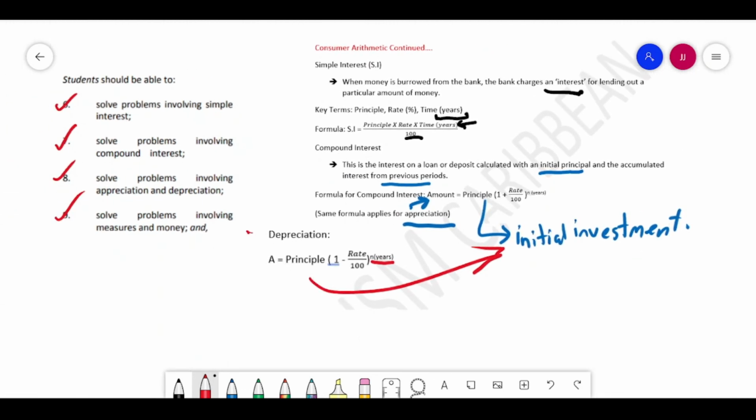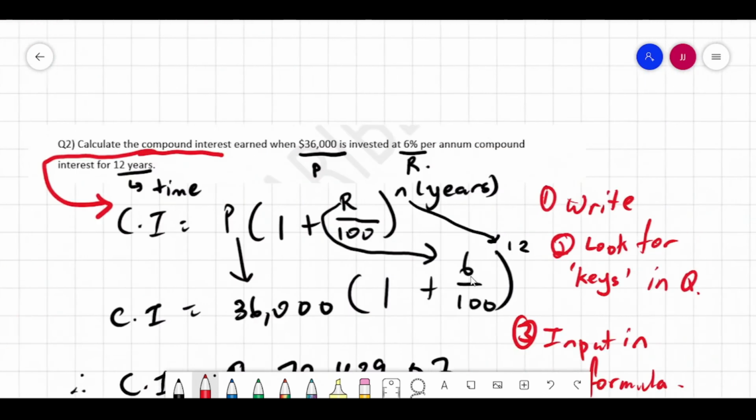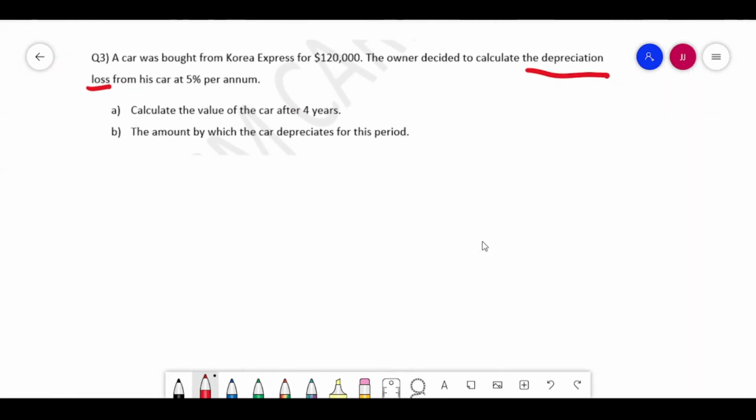Depreciation amount is equal to principal, which is the initial value or the investment, times 1 minus the rate over 100, to the power of n years. The difference between this formula and the appreciation or compound interest is simply the variation between the addition and subtraction. For compound interest and appreciation, we use a plus when we're adding the 1 plus the rate over 100. For the depreciation, we use a subtraction.